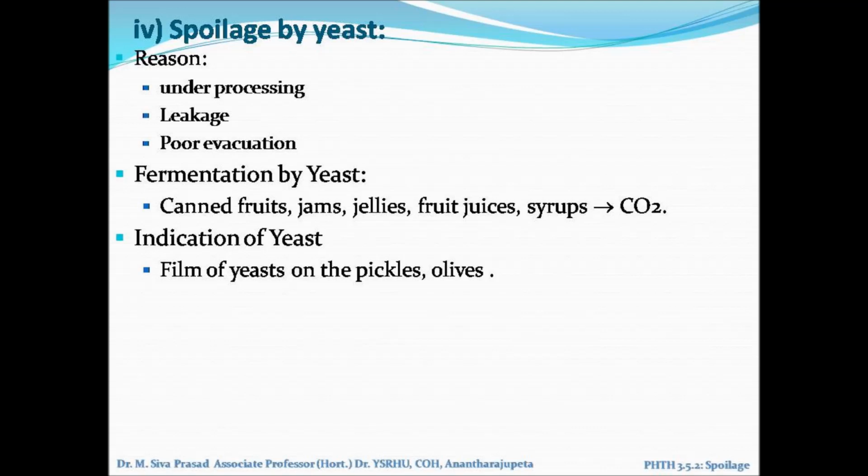This kind of spoilage is usually seen even in foodstuffs which are rich in sugars, like jams, jellies, fruit juices or syrups, which upon fermentation by yeast produce carbon dioxide. This can also be observed by the presence of a thin coat or film of yeast on pickles and olives. You might have seen it in homemade pickles, if there are no proper hygienic conditions or proper moisture is not removed, you can see the presence of yeast as a thin coat or film on the pickles.